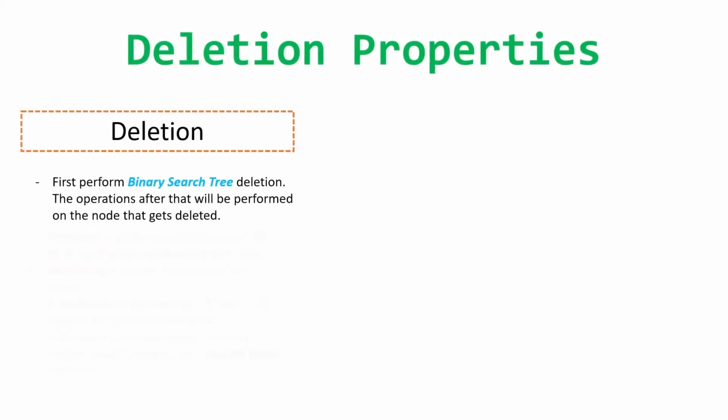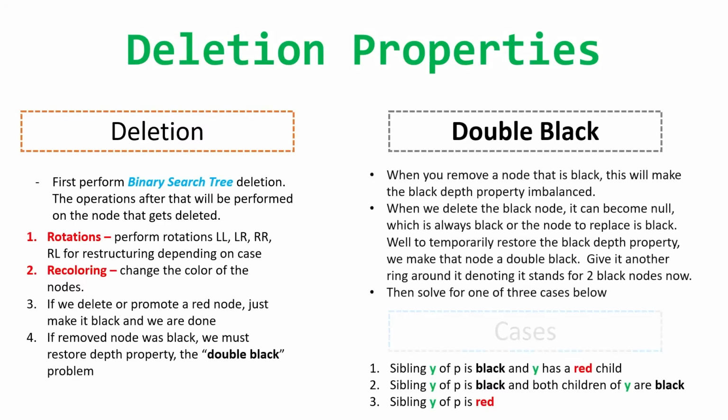All right, let's get started with deletion properties. What do we do in a red-black tree deletion? Well, the first thing is you perform a binary search tree deletion. Any operation after that will be performed on the node that gets deleted or promoted. In a red-black tree case, it's pretty much always the node that gets promoted. We'll make more sense of that in a minute.